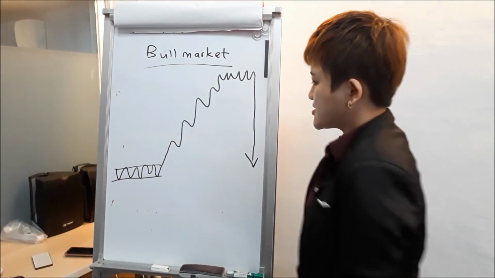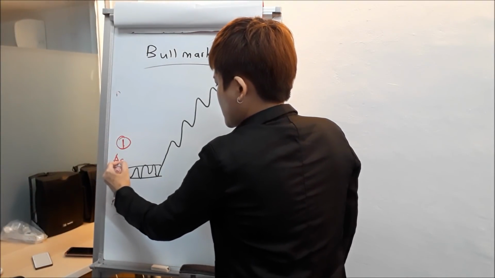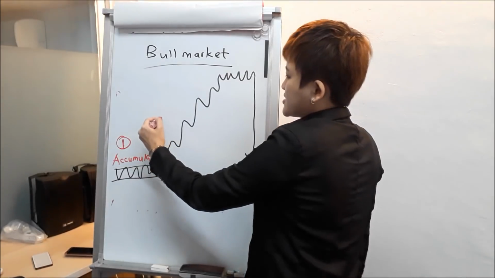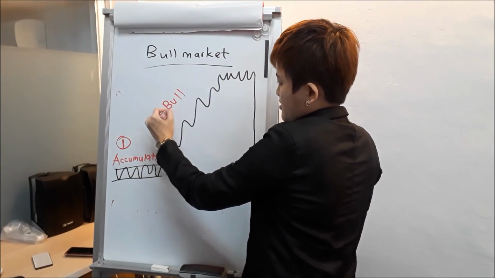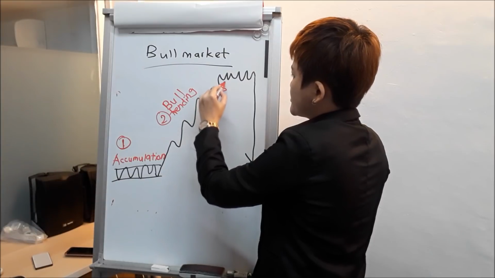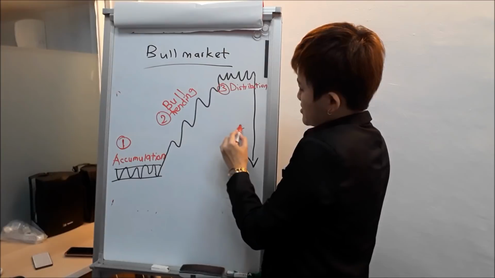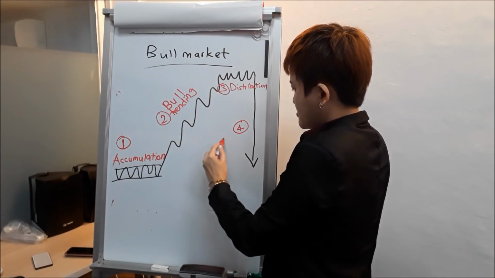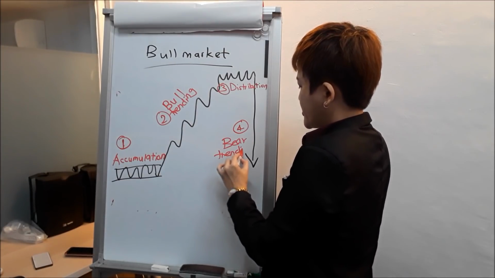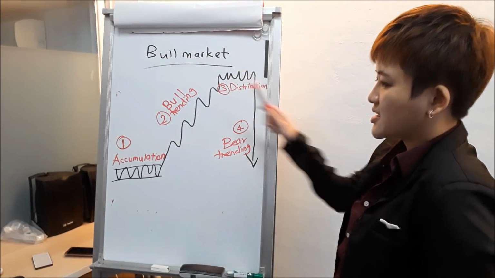So the first stage that you see over here is the accumulation phase. Second stage, let's call it bull trending, okay? Bull trending phase. At the end of the bullish market, you have the distribution phase. Over here, you have a bearish market, hence you have a bear trending market. And the process repeats itself again and again.